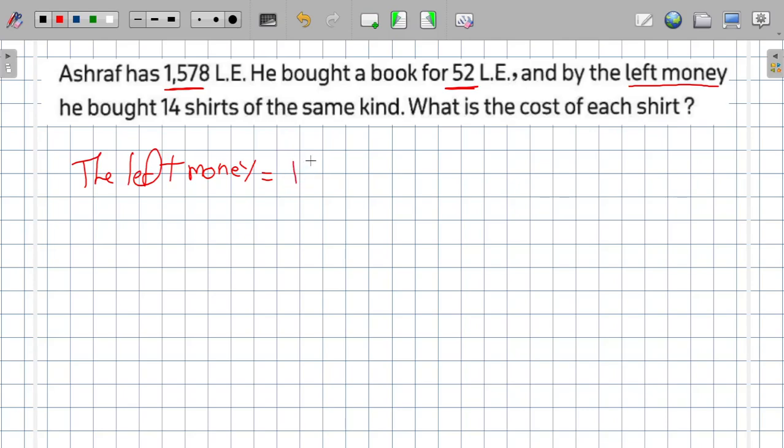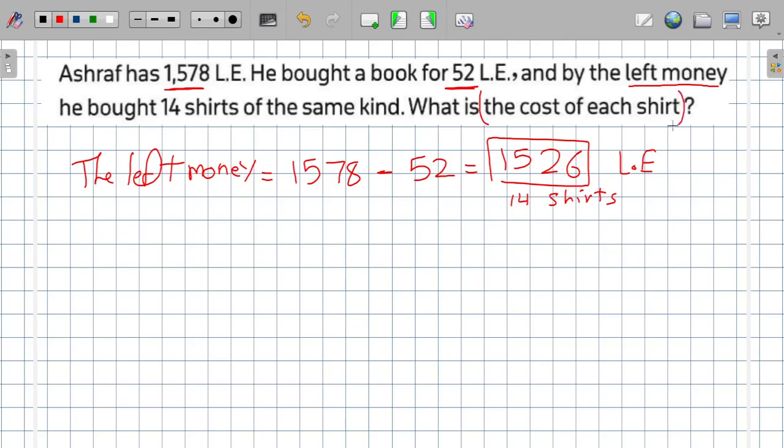So I will say 1,578 minus 52 pounds. So 8 minus 2 equals 6, 7 minus 5 equals 2, and 15 minus 0 equals 15. So the left money was 1,526 pounds. Okay, so this is the cost of 14 shirts. But I want to know the cost of each shirt.